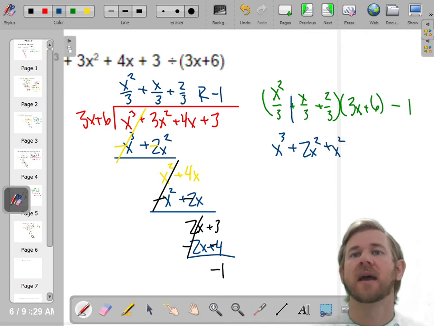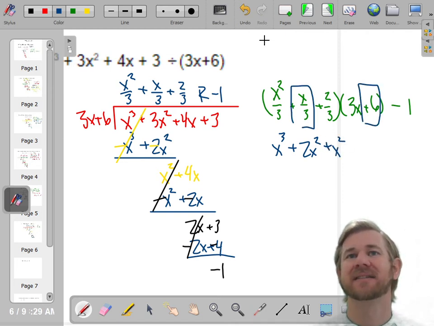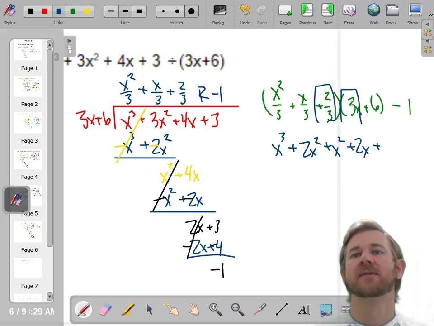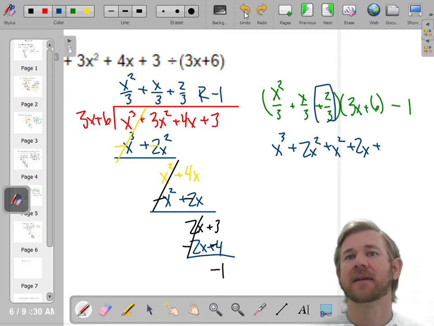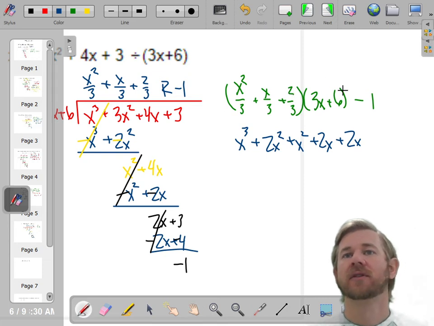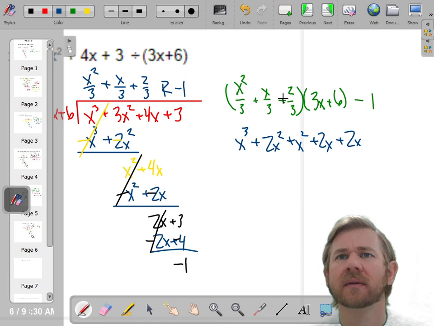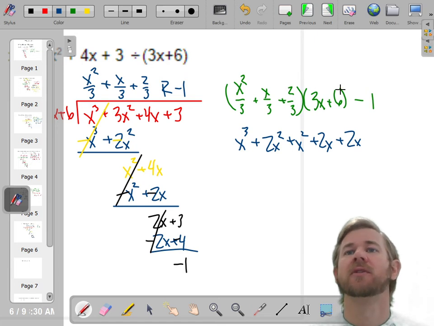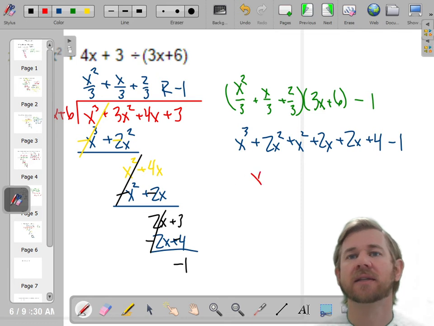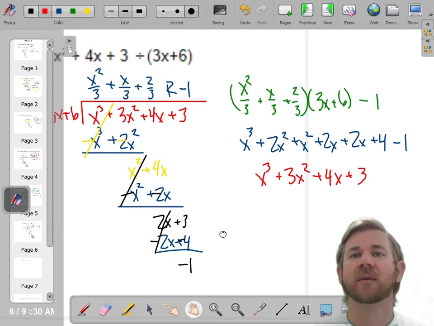X over 3 times 6. 6x divided by 3 is 2x. 2/3 times 3x. 6x divided by 3 is again 2x. 6 times 2/3, 12. Wait, did I miss one? 2/3. Oh, no, I'm good. 2/3 times 6 is 12 divided by 3, which is plus 4, and then minus 1. So I should have 6 multiplications. 1, 2, 3, 4, 5, 6. And then x cubed plus 3x squared plus 4x, and 4 minus 1 is 3. So x cubed plus 3.